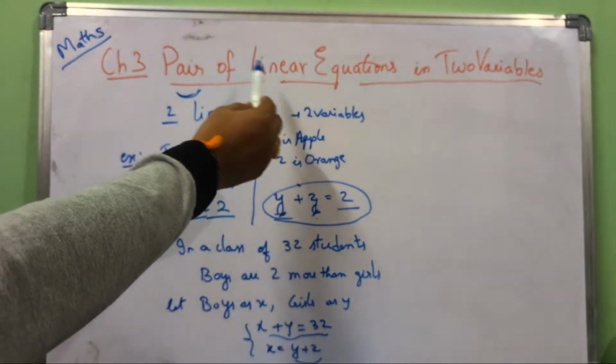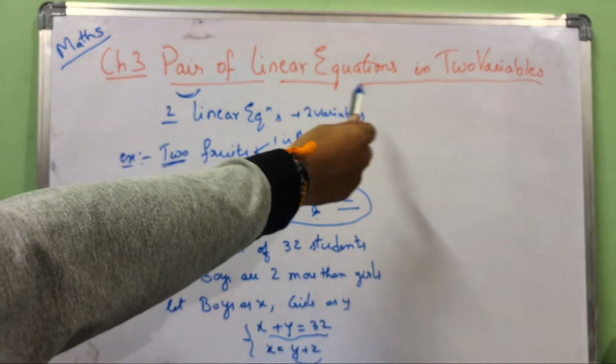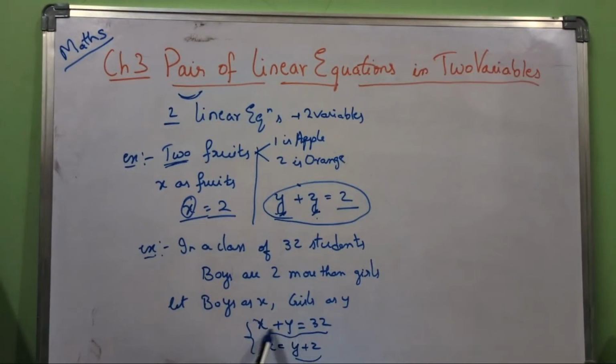Pair in the sense of two linear equations. The two linear equations have two variables. You can see here, this is the first equation which has two variables, and the same with the second equation which has two variables. Using these two equations, we will solve for the x value, the y value, and so on. Similar types of questions we will also solve in this chapter.